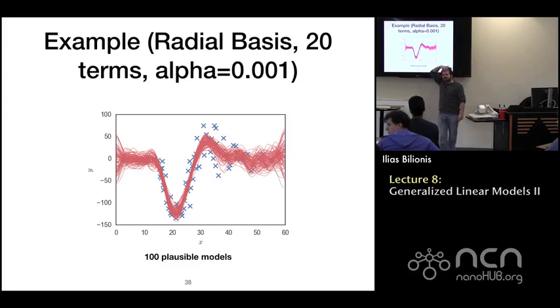Does that make sense? Where is each line from? Where is what? Each line, red line, red curve.